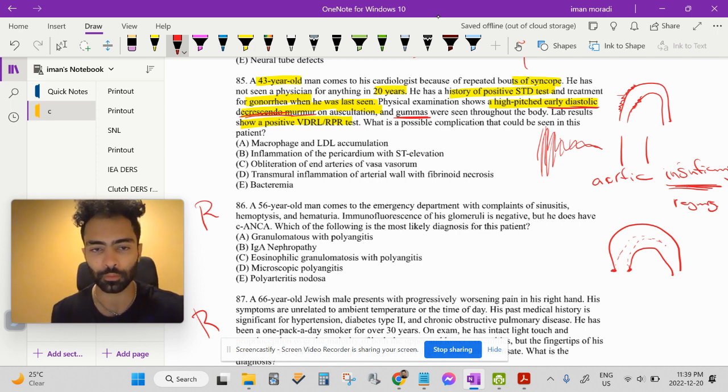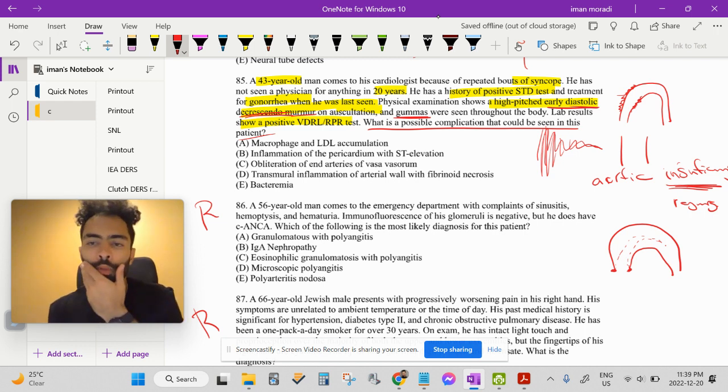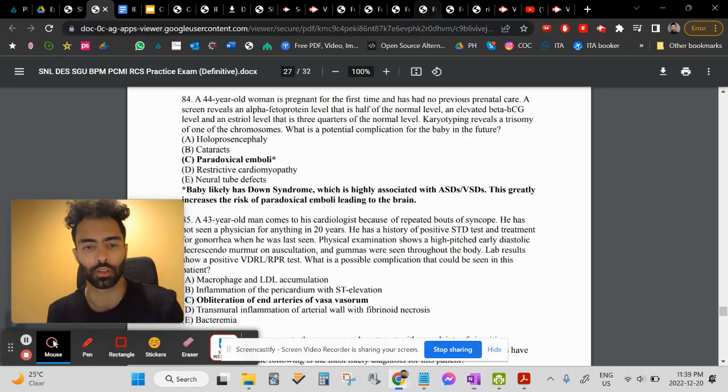And so, what is the question asking us? What is a possible complication that is seen in this patient? Okay, yeah, C. I told you the whole story, but this was asking for a specific part of it. It's talking about the endarteritis.